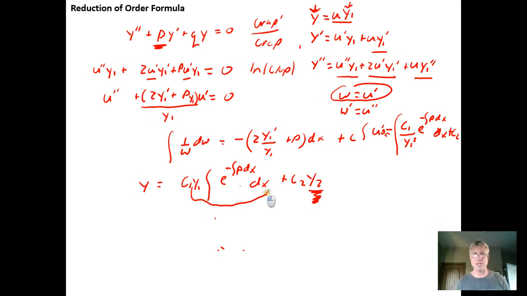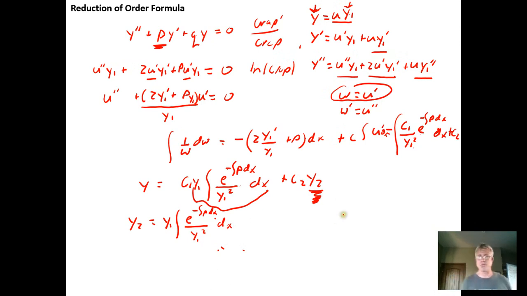And what we wind up with here is another solution. I lost my y sub 1 squared right here. It needs to come down underneath that e. I pulled the c sub 1 out, and the e should be in the numerator over this y sub 1 squared term. So I get this. So it turns out that here is our second solution, y sub 2. So y sub 2, our second solution, is just going to equal y sub 1 times the antiderivative of e to the opposite of p dx all over the y sub 1 squared dx. And then our general solution is just going to be c sub 1 times y2 plus c sub 2 times our y1.